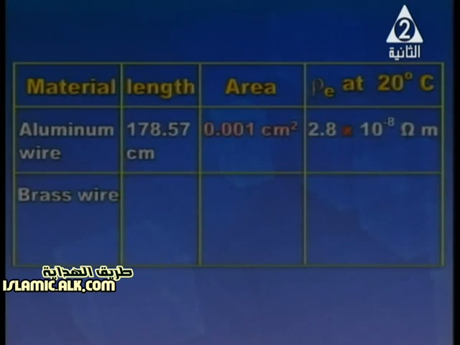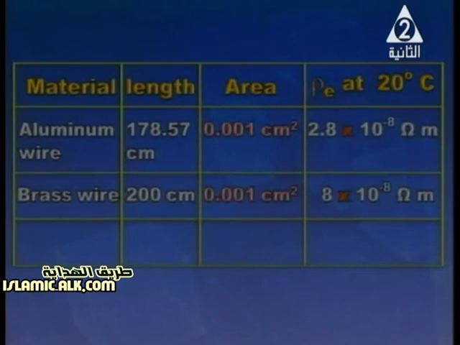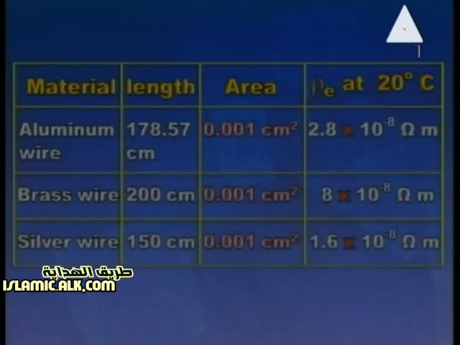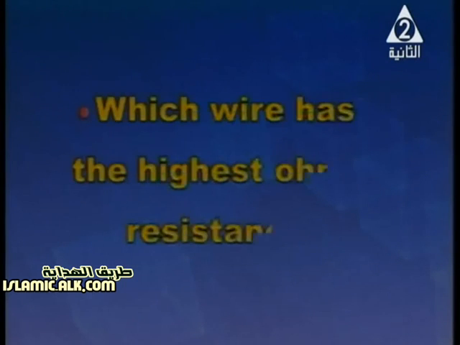And we've got brass wire, length 200 centimeter, same cross-sectional area, 0.001 centimeter squared. Resistivity is given as 8 times 10 power negative 8. And finally, silver wire, length 150, same cross-sectional area, and 1.6 times 10 power negative 8 is the resistivity. So we've got aluminium, brass, and silver. The question is, which wire had the highest ohmic resistance? So we have to calculate the resistance for each one of them.